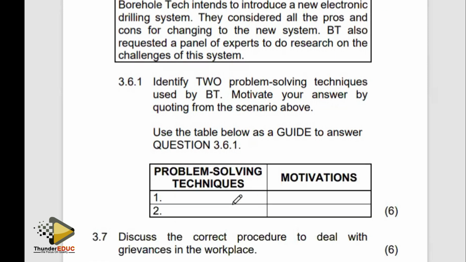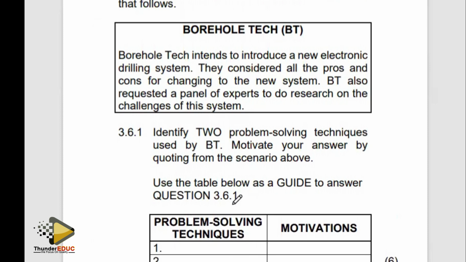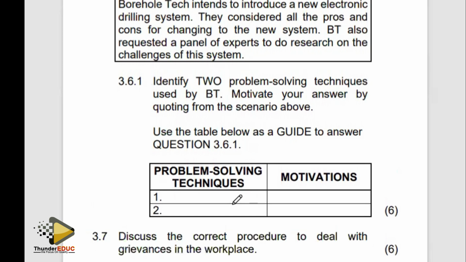So now our 3.6.1 reads as follows. Identify two problem-solving techniques used by BT and motivate your answer by quoting from the given scenario. Okay, right. So now it means in this regard, we have sentence 1, sentence 2, and lastly, sentence 3. If you check sentence 2, where it says they considered all the pros and cons for changing to the new system.